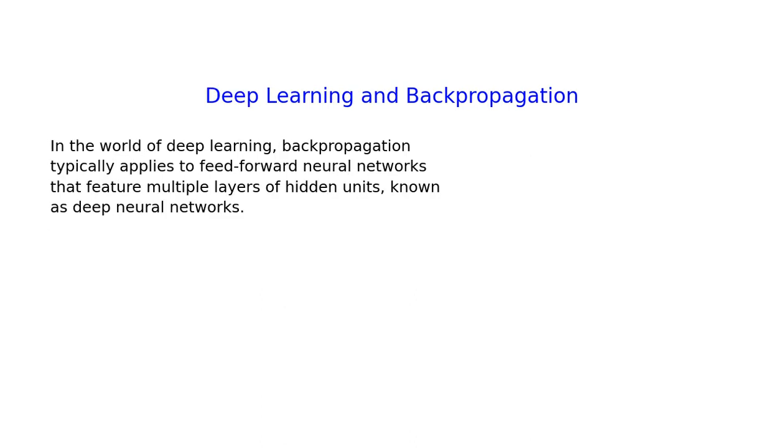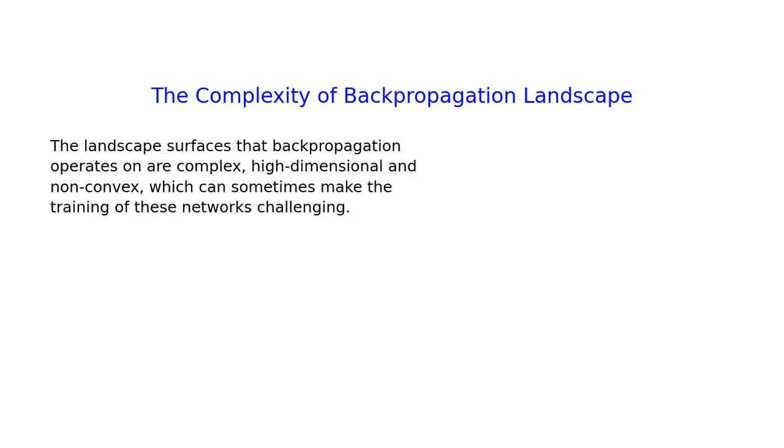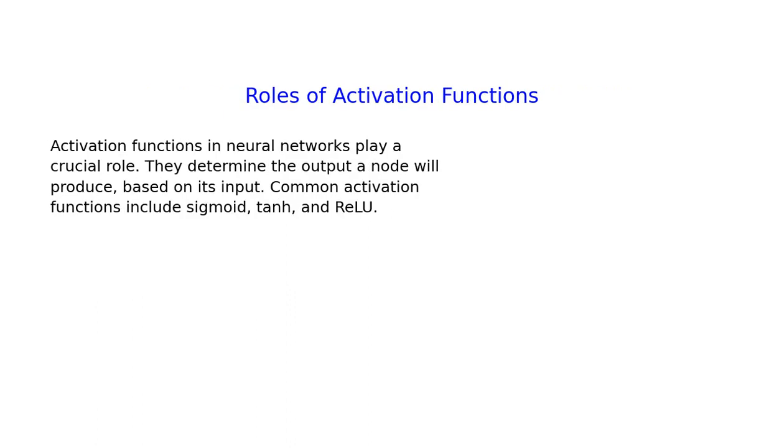In the world of deep learning, backpropagation typically applies to feed-forward neural networks that feature multiple layers of hidden units, known as deep neural networks. The landscape surfaces that backpropagation operates on are complex, high-dimensional, and non-convex, which can sometimes make the training of these networks challenging. Activation functions in neural networks play a crucial role.